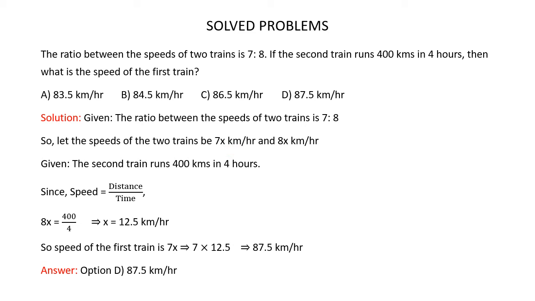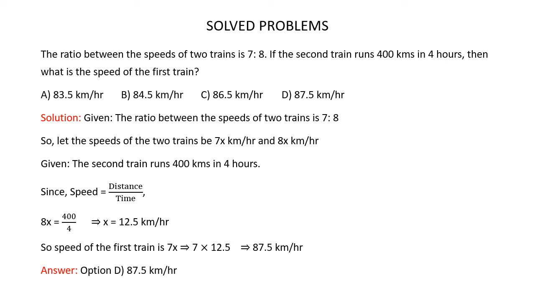It's also given that the second train runs 400 kilometers in 4 hours. We know the formula for speed. Speed is equal to distance divided by time. Now we know that for the second train, speed is 8x kilometers per hour, distance is 400 kilometers, and time is 4 hours. Substituting all these values in this formula, we get 8x is equal to 400 divided by 4. On solving this, we get x is equal to 12.5 kilometers per hour.